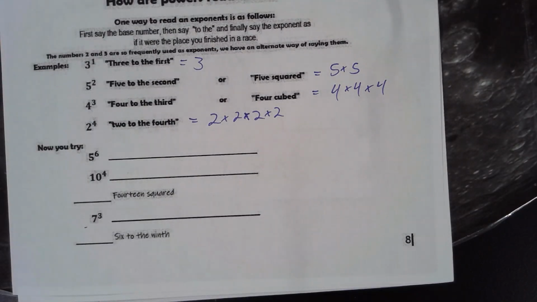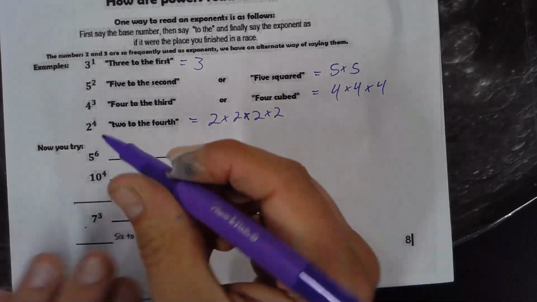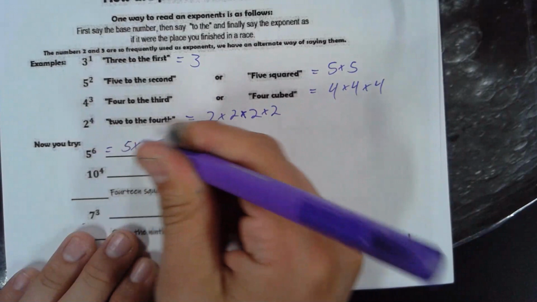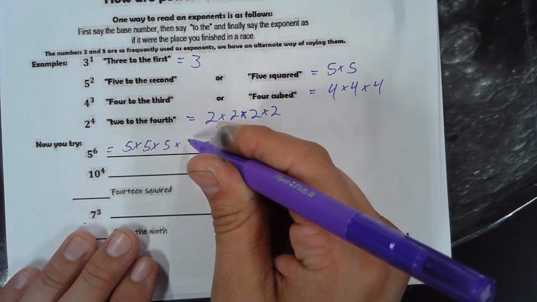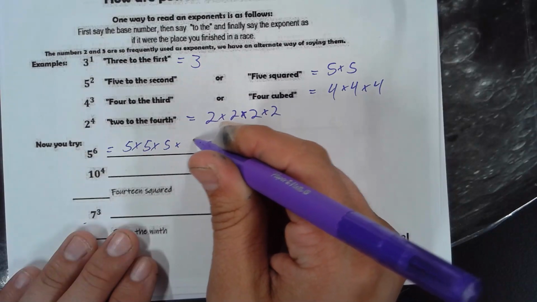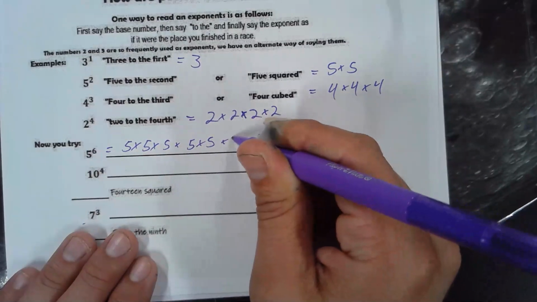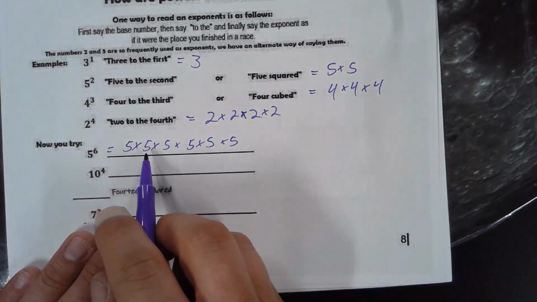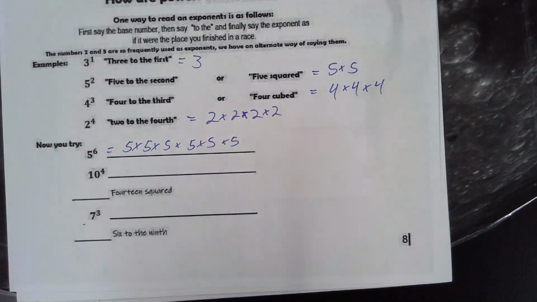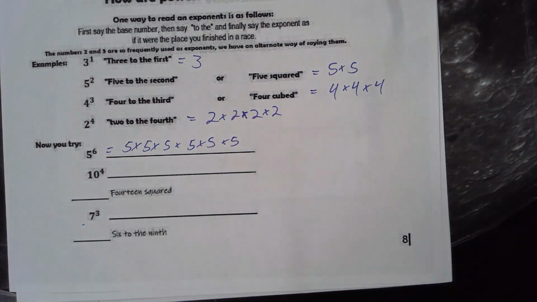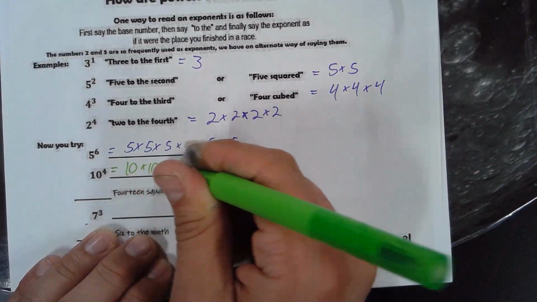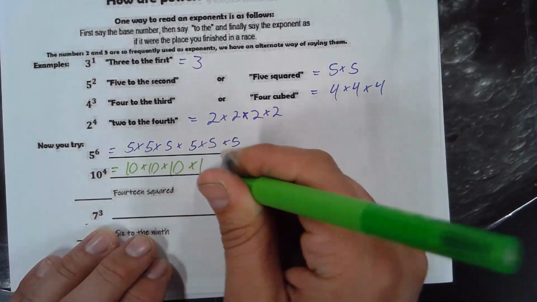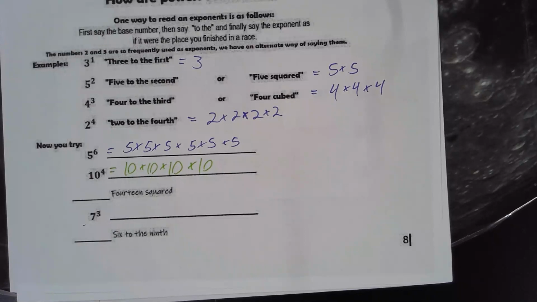So what did you guys get for the first one? 5 to the 6th power would equal what? Yeah, 5 times 5 times 5, 6 times, right? So just make sure I have 6 5s. 1, 2, 3, 4, 5, 6. Yep, 6 5s. Okay. And then 10 to the 4th. Yeah, 4 times. So we have 10 times 10 times 10 times 10.